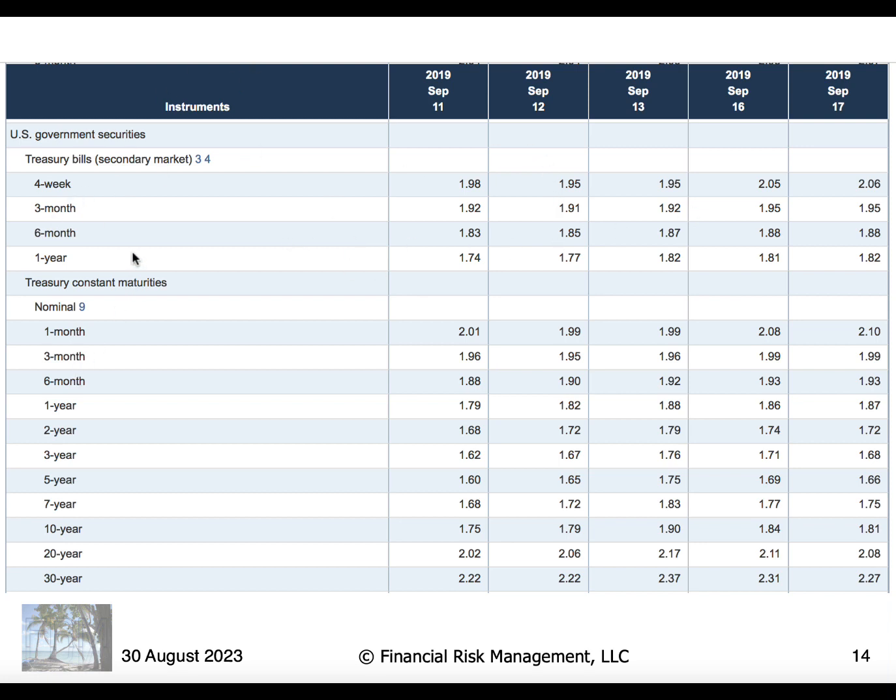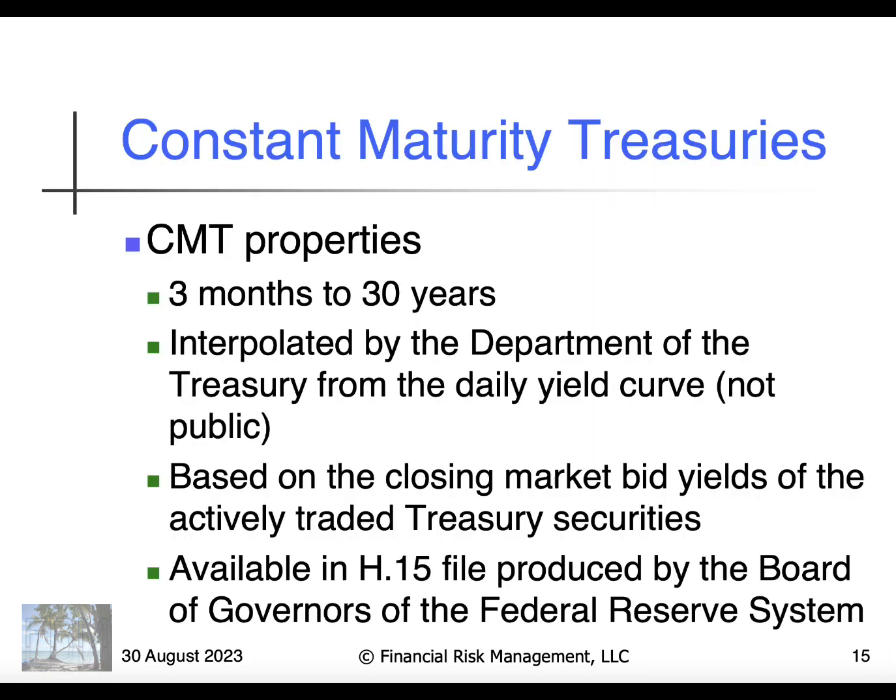What we see is the constant maturity treasuries: 1 month, 3 months, 6 months, and then 1, 2, 3, 5, 7, 10, 20, and 30 year. Later in this chapter, we're going to take the nominal constant maturity treasuries and value each individual treasury bond based on fitting this curve. Constant maturity treasuries assume a par bond, that is, the coupon is equal to the yield to maturity.